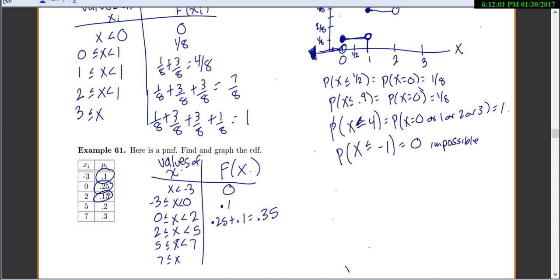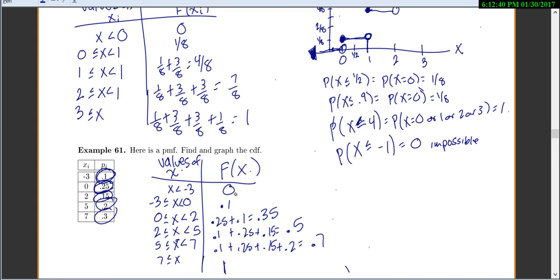And at 2, you have a 0.15 and a 0.25 and a 0.1. So 0.15 plus 0.25 plus 0.1 is 0.5. And at 5, you now add in a 0.2, which gives 0.7, and your last one will always be a 1, okay, because 0.7 plus 0.3 is 1.